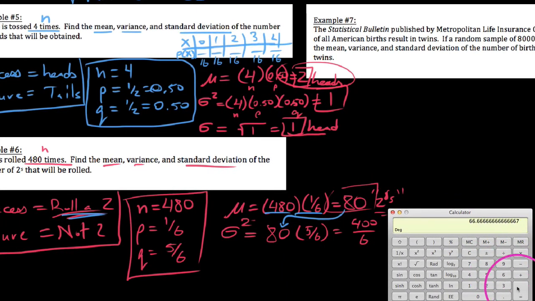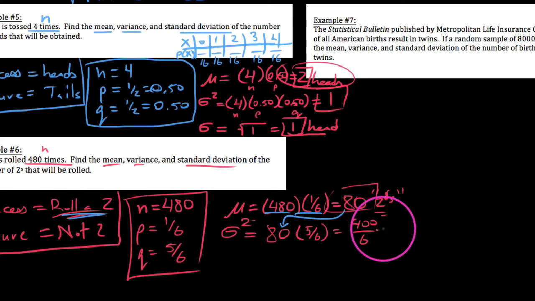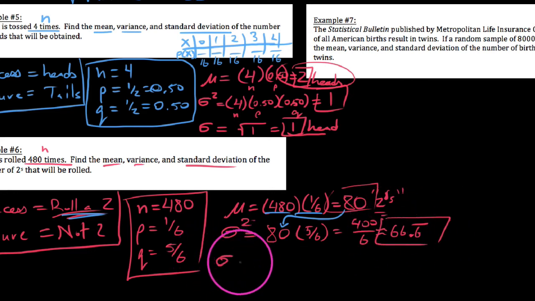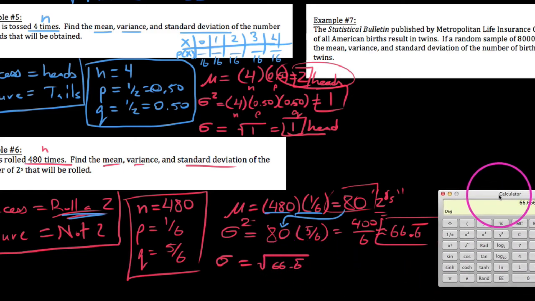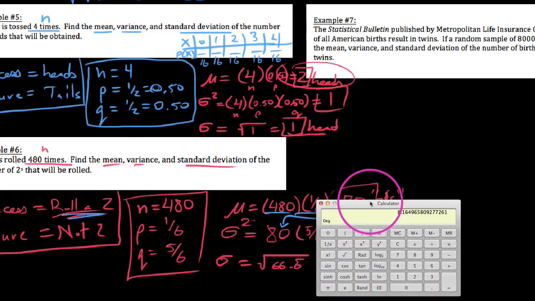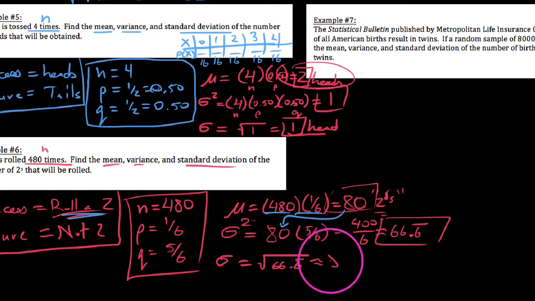400 divided by 6. So we're going to get a decimal value here, but we say the variance here is about 66.66 or 66 and 2/3. This is our variance. And to find the standard deviation, of course, it'd be the square root of 66.6 repeating. We can just pull this calculator back out and hit the square root key. So about 8.16-ish. So about 8.16-ish 2's. Okay, so basically on average, if you rolled a die 480 times, you'd expect to get about 80 2's, give or take about 8.16 2's in terms of the standard deviation.